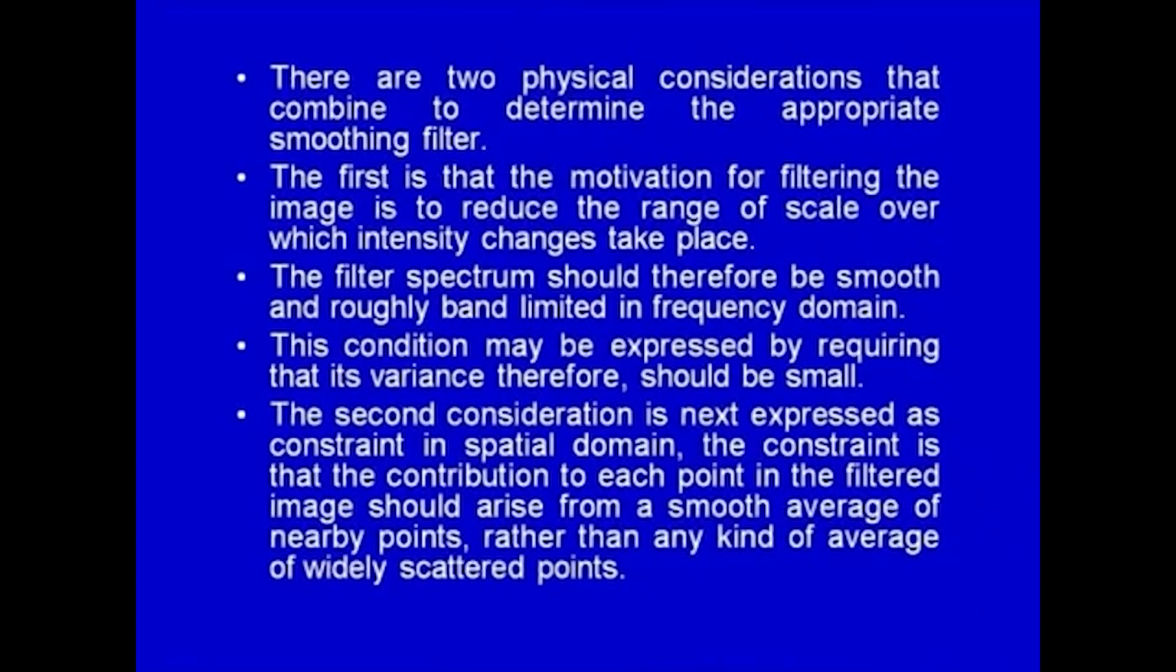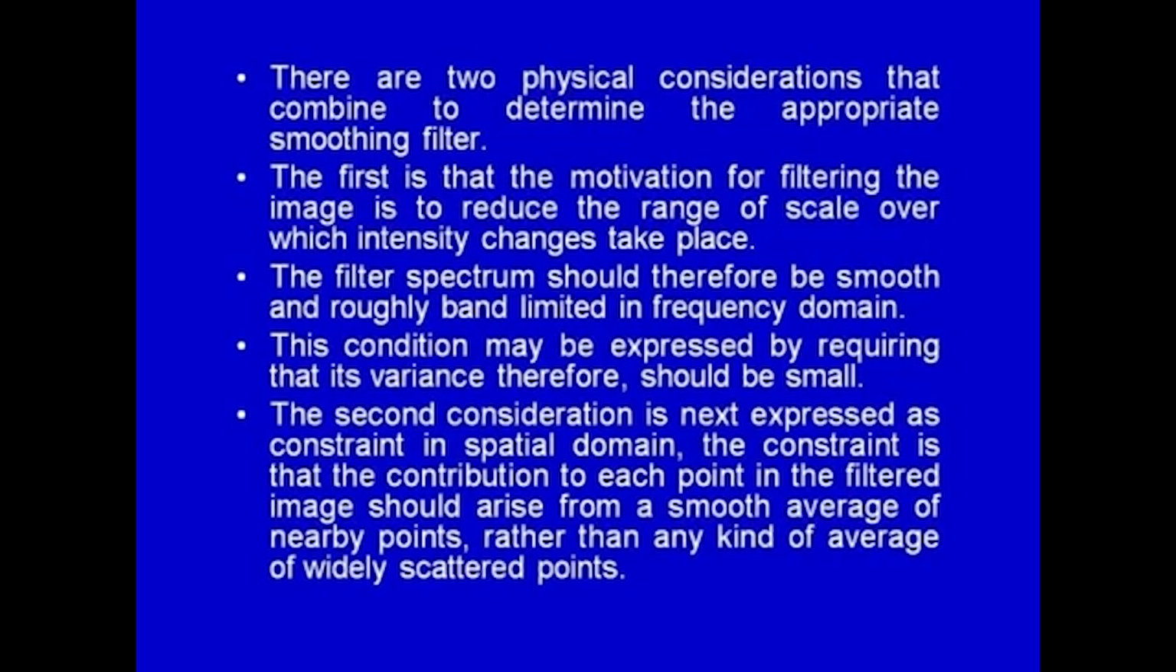There are 2 physical considerations that combine to determine the appropriate smoothing filter. The first is that the motivation of the filtering in the image is to reduce the range of the scale over which intensity changes take place. The filter spectrum should therefore be smooth and roughly band limited in the frequency domain. This condition can be expressed by requiring that its variance should be small.